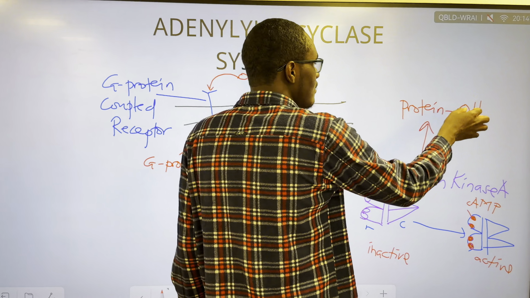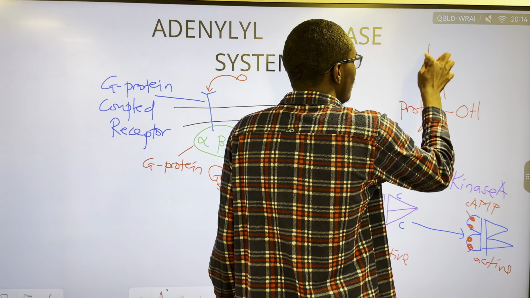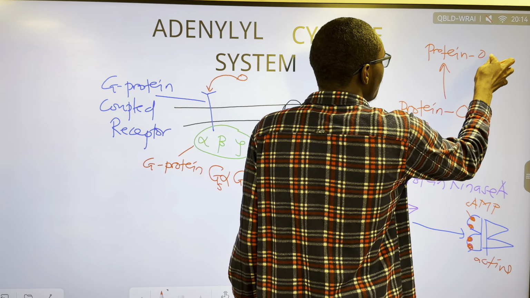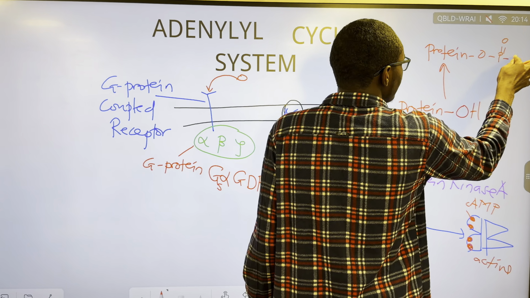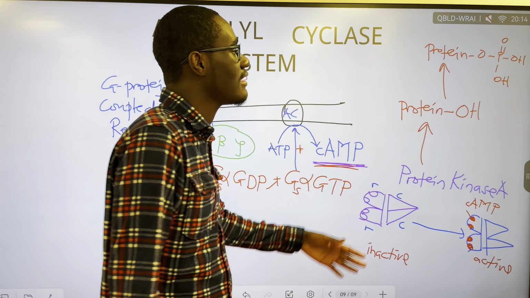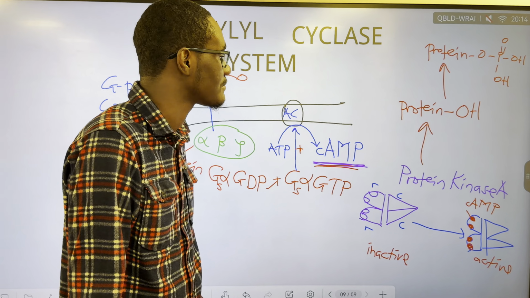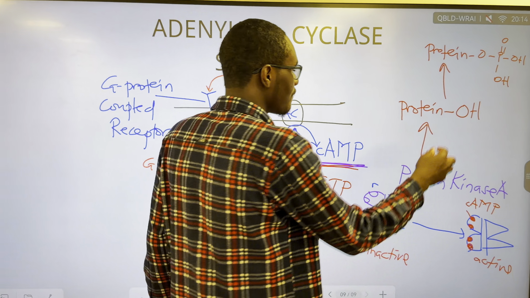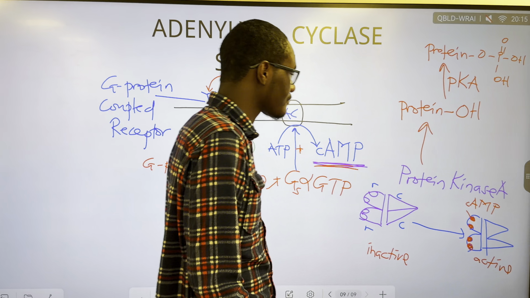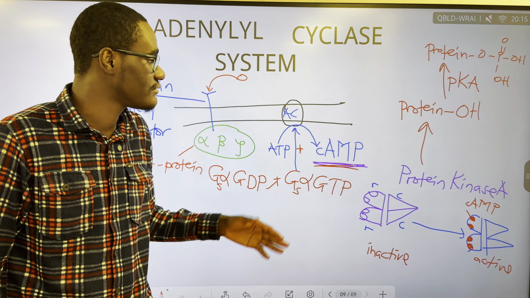Here we are going to have a phosphorylated protein, meaning a protein with phosphate attached to it. This is finally going to lead to a cellular response. So this is the function of protein kinase A. Very important thing to note.